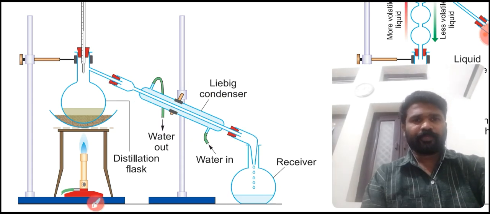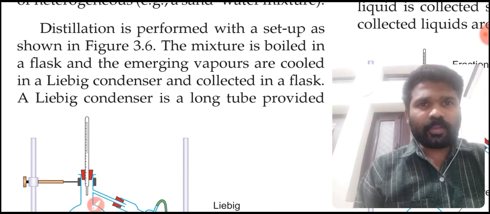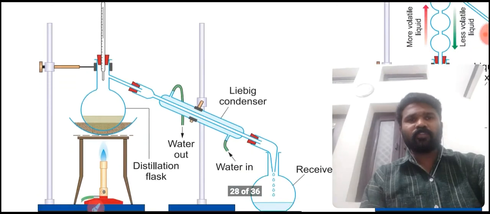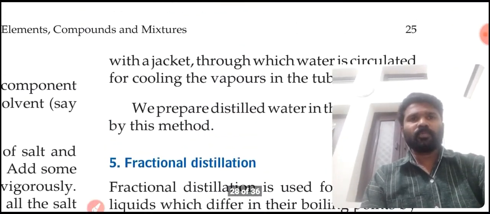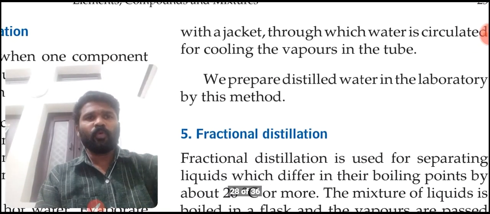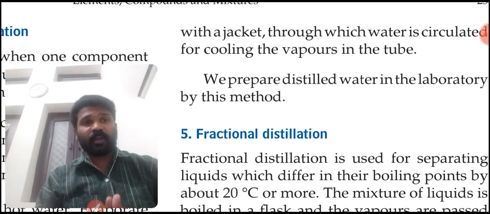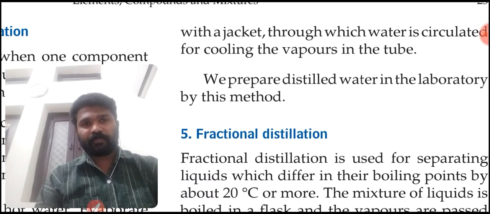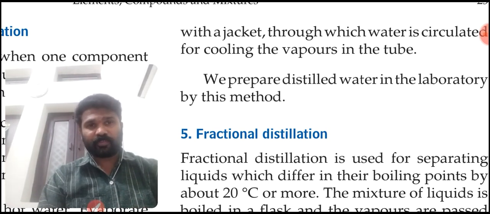Okay, students. Now Liebig condenser. A Liebig condenser is a long tube provided with a jacket through which water is circulated for cooling the vapors in the tube. We prepare distilled water in the laboratory by this method. Okay, from the salt solution we are getting back the clear liquid by the distillation process.